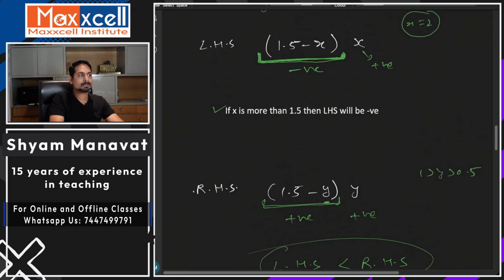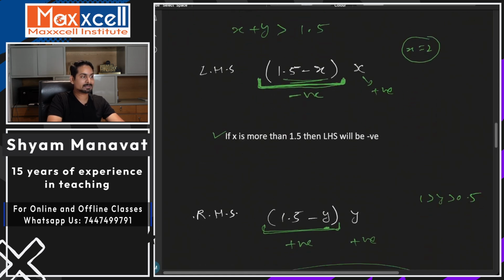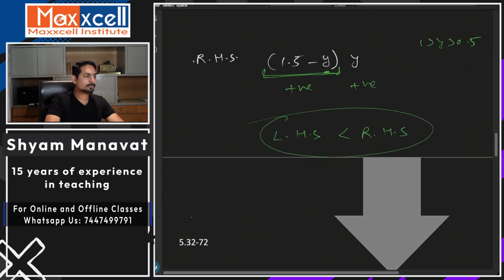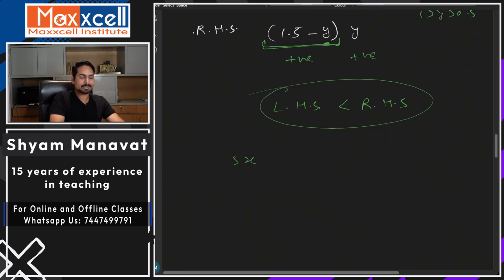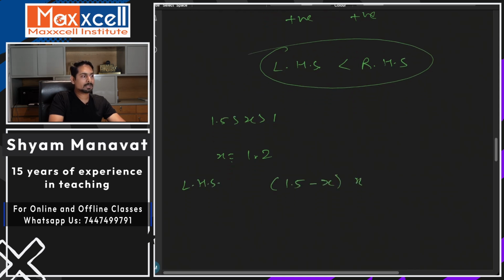But what about if x is between 1.5 to 1? Why are we considering more, not less than 1? Because of the option. See here, it says x is more than 1. So what if I take any value which is between 1.5 to 1, let's take 1.2. Let's take x equal to 1.2, and y could be anything, but let's take 1.2. In that case, what is possible? Think about it. If x is equal to 1.2, LHS will be, pay attention, 1.5 minus x into x. Now substitute this: 1.5 minus 1.2 into 1.2.